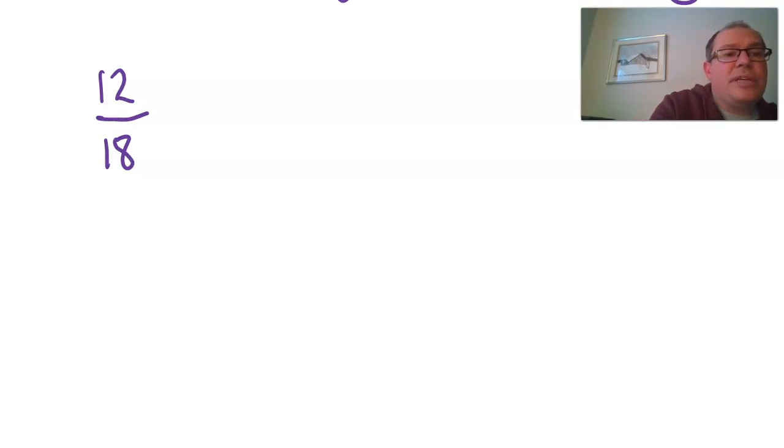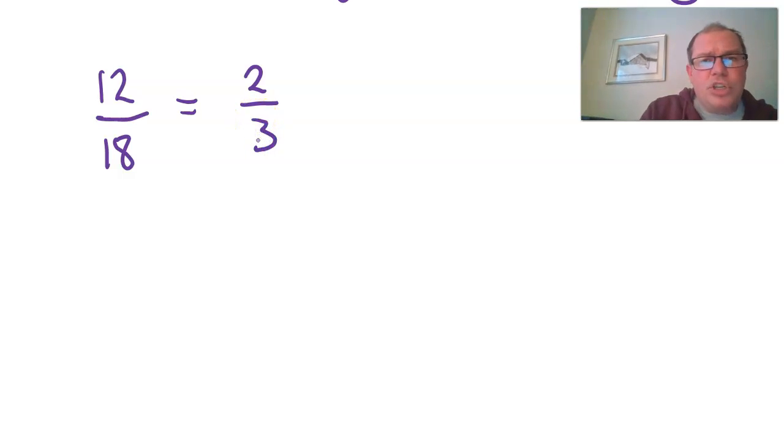Okay, so let's go through this. Well, there's different ways you could do this. The quickest way is, the biggest number that goes into 12 and 18 is in fact 6. So I'll divide the top by 6. 12 divided by 6 is 2, and I'll divide the bottom by 6. And 18 divided by 6 is 3. Are there any numbers that go into 2 and 3? No, only 1, so we're finished. That's in its lowest terms.